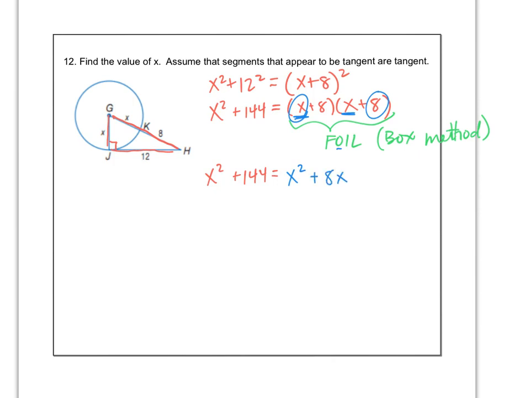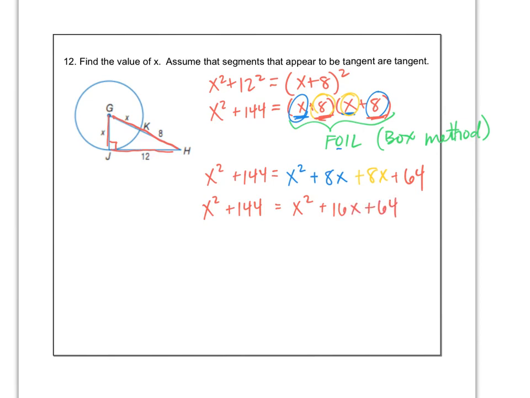Then I'm going to do the insides, which are going to be the 8 and the x on the insides. So that's 8x. And then I'm going to do the lasts, which is going to be the 8 and the 8, the last thing in each parenthesis, which is 64. Now, if you do the box method, you should get those same four terms. Start combining your like terms. So we're going to have x squared plus 144. Over here, we're going to have x squared plus 16x plus 64.